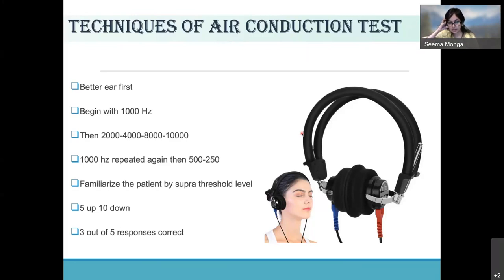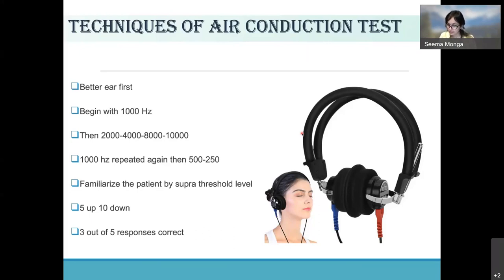What do you say now? Now you will improve, you will increase the noise by 5 decibel. So how much now? 55. Now he says I can hear. So after 3 times repeating, he can hear at 55 decibels. So that is your threshold at that particular frequency.